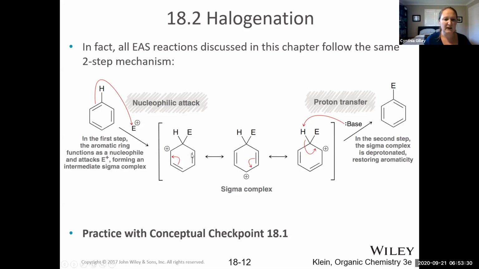We form the resonance-stabilized arenium ion, or sigma complex, intermediate, and a proton transfer occurs where a base takes the proton on the same carbon that the electrophile was attached to. The electrons from the carbon-hydrogen bond flow over to form a carbon-carbon double bond to re-aromatize the ring. So the base also varies depending on the exact EAS reaction, exactly what electrophile is being added, and exactly what the reaction conditions are.